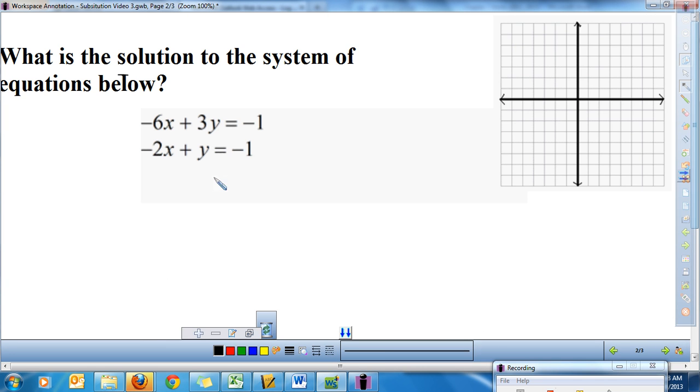All right, let's do another example. It says, what is the solution to the systems of equations below? So using cups, what is the solution? Okay, I'm looking for a solution set to the systems of equation below.